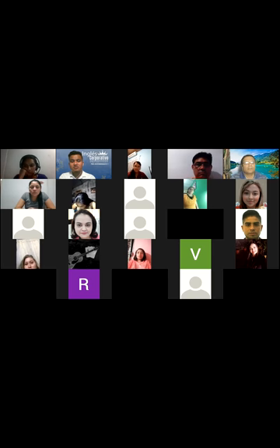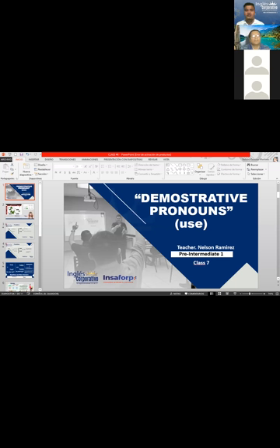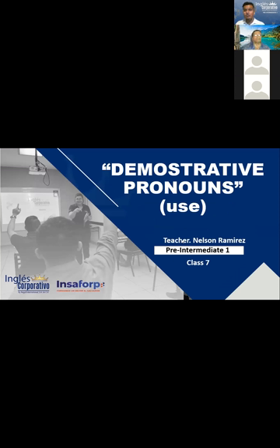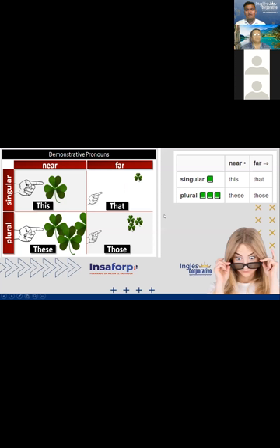We will have to share that to the WhatsApp group. So let me share the screenshot with you guys for today's class. We have demonstrative pronouns. We are going to learn today about their use and what is the best way for you to use them. So let's start with that. Here we have an example of the four demonstrative pronouns that we have. So, as pretty much everything in English, we have singular and we have plural.